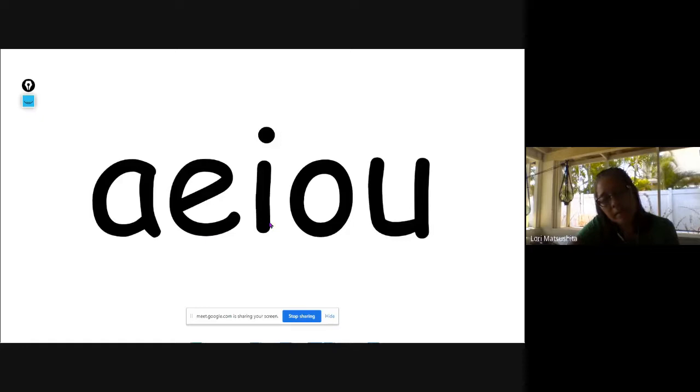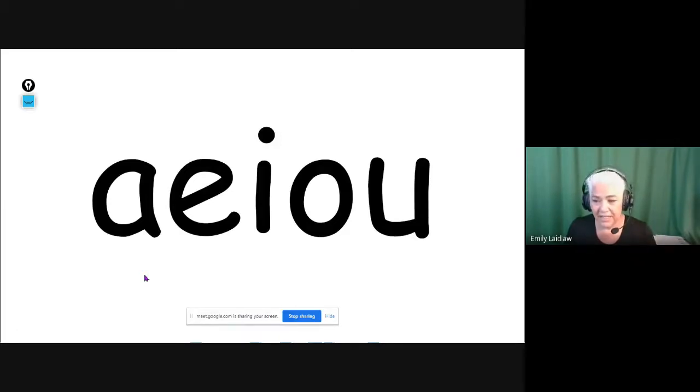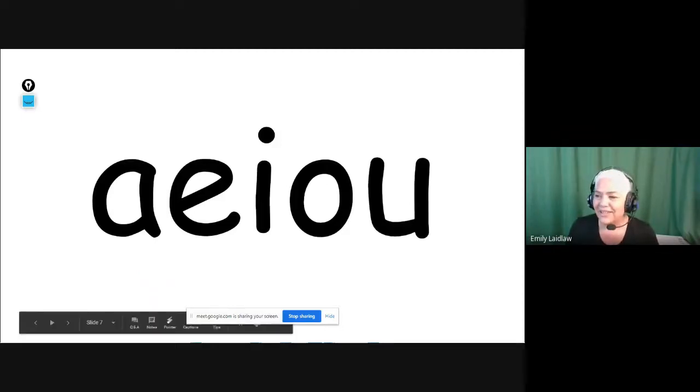E, I, A, O. Good. So we'll do that because we really want mastery of these vowel sounds represented by these letters. Those you absolutely have to have mastery. And here's the beauty. I'm going to talk to you for a second about the beauty of working in the upper grades.